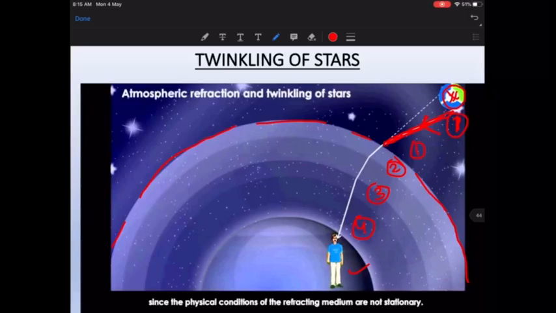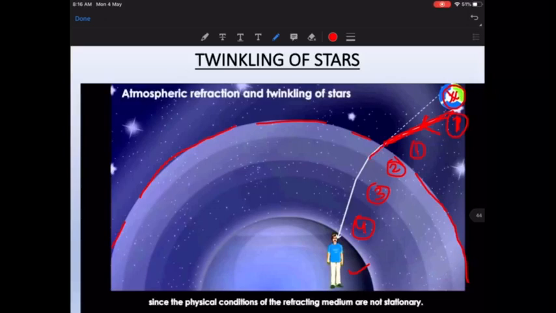Is layer 1 more dense or layer 2 more dense? Yes, it is the second layer, the one I have marked number 2, that is much more dense as compared to the first one. If you compare 2 and 4, obviously 4 is more dense. If you compare 2 and 3, obviously 3 is more dense. But if you compare 1 and 2, the second layer which I have marked is more dense than the first layer. So what is going to happen?